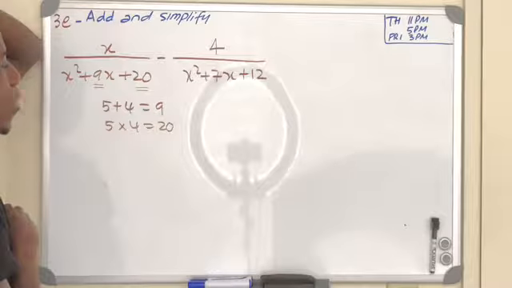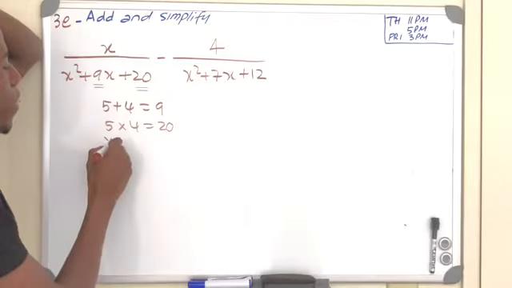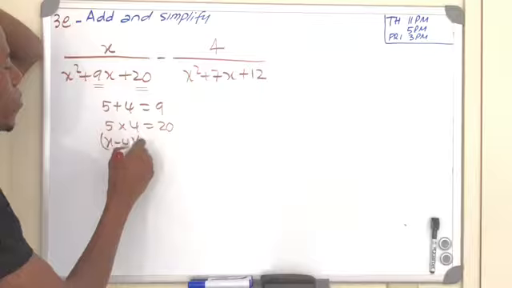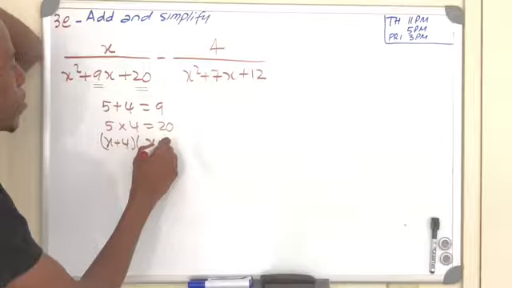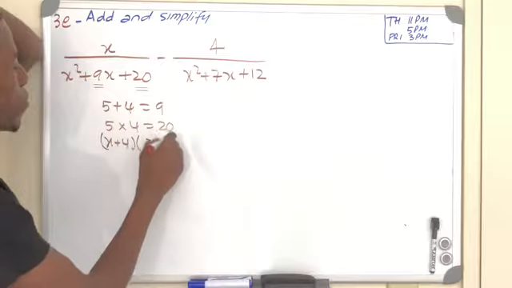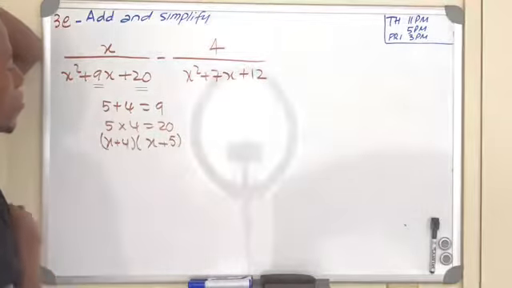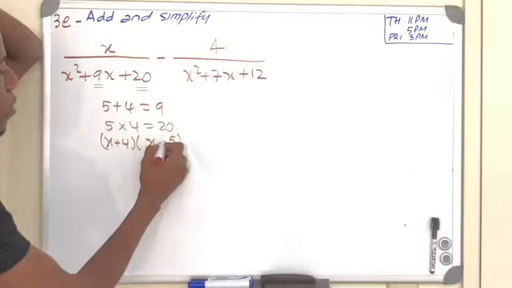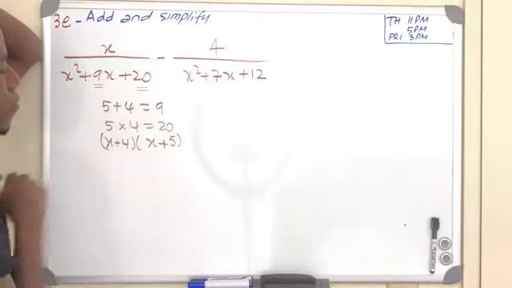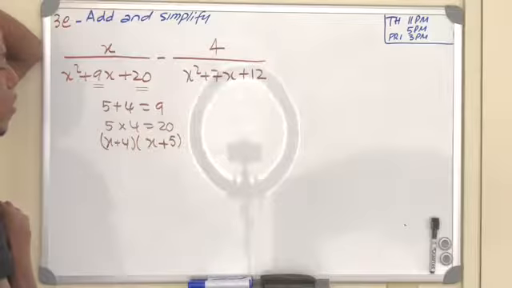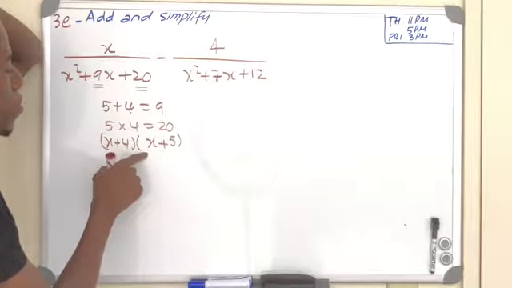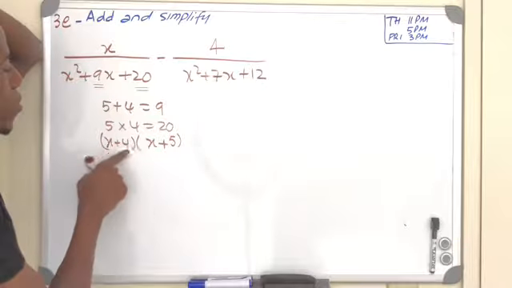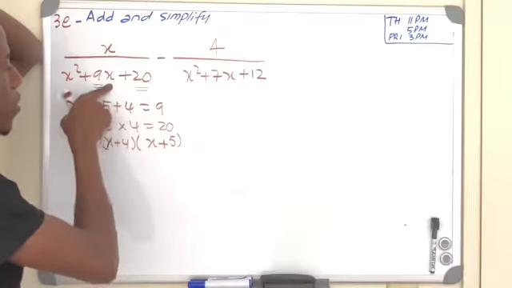I can say my trinomial is x plus 4 times x plus 5. Okay, so that's going to be the factor for my trinomial right here.